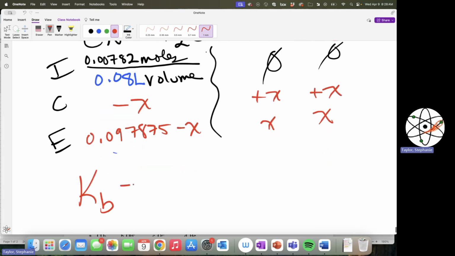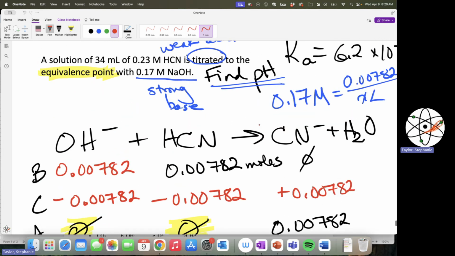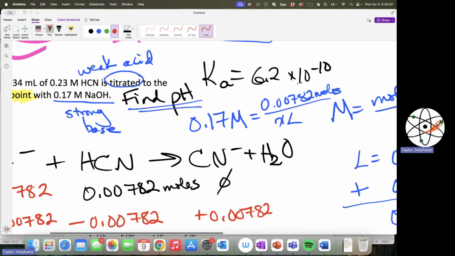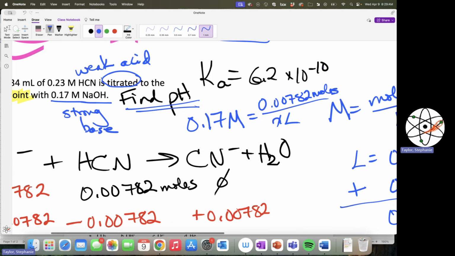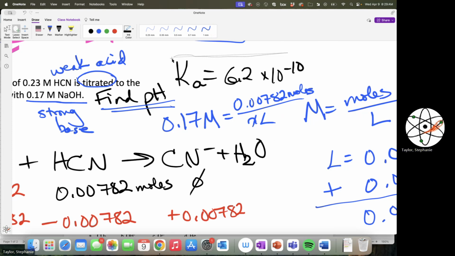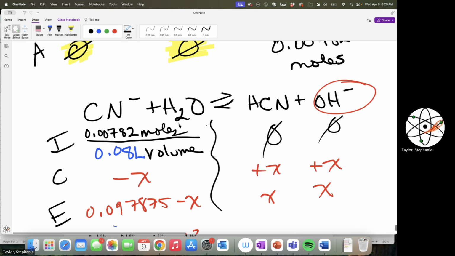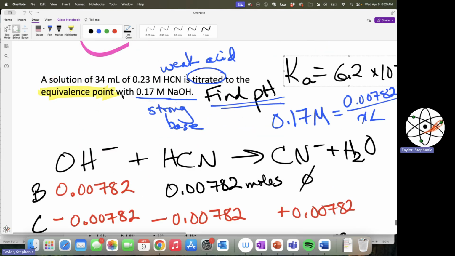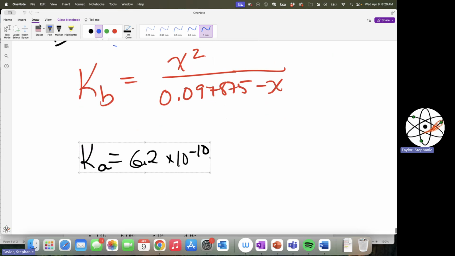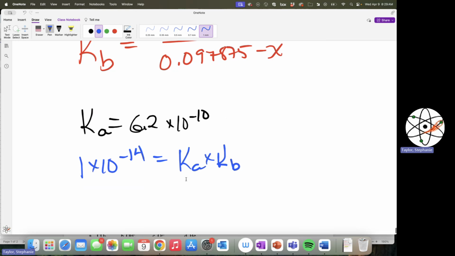I have hydroxide. That means this has Kb. So Kb is equal to x squared divided by 0.097875 minus x. I need Kb. Crap. What do I have? Ka. I don't want Ka. Sorry to sound like a small child. Down here, I have Ka from the problem. 1 times 10 to the negative 14th is equal to Ka times Kb, so therefore I can solve for Kb: 1e negative 14 divided by 6.2 times 10 to the negative 10.